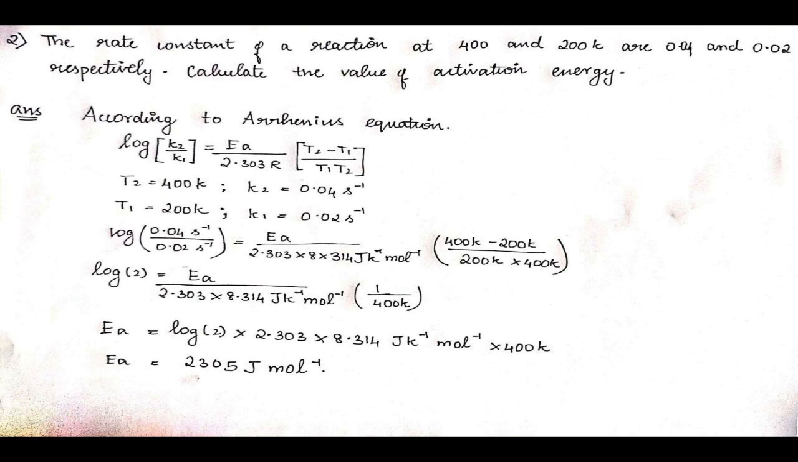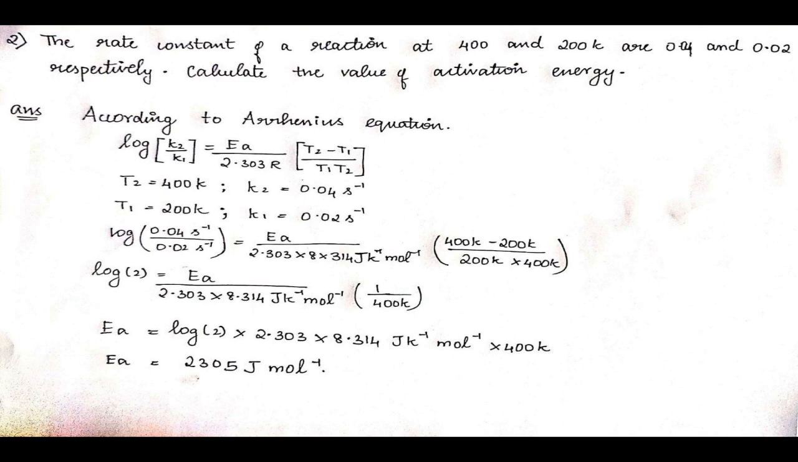Now let us proceed with the second answer. According to the Arrhenius equation, log k2 divided by k1 is equal to Ea divided by 2.303 R into T2 minus T1 divided by T1 into T2, where T2 is equal to 400 Kelvin, T1 is equal to 200 Kelvin, k2 is equal to 0.04 second inverse, and k1 is equal to 0.02 second inverse.